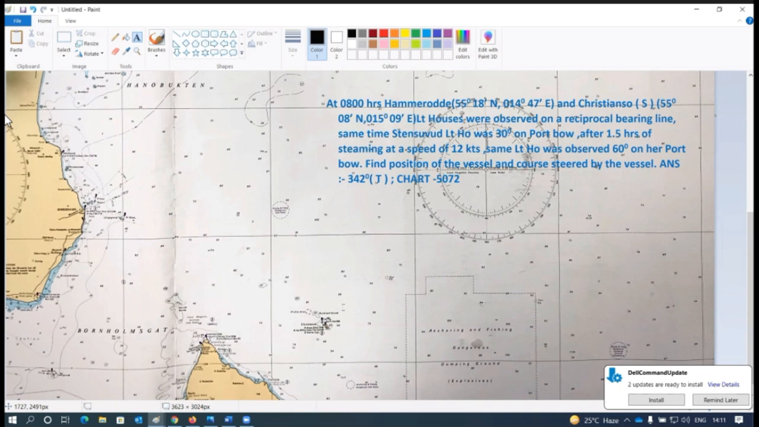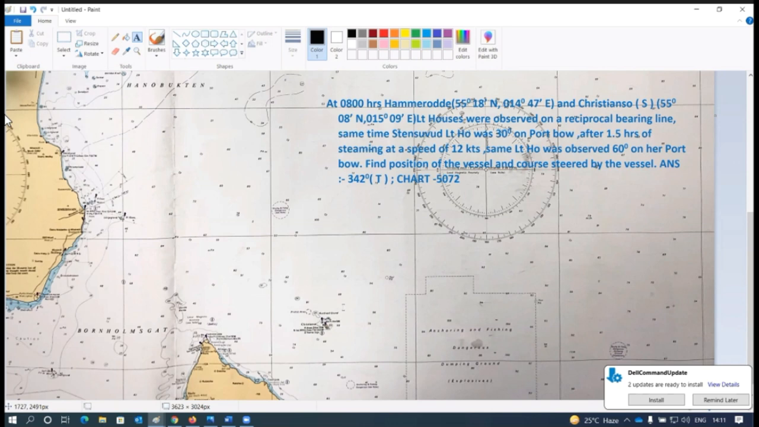Okay, now at the same time, 8 o'clock, another lighthouse, Stenshuvud, was 30 degrees on the port bow. Course not known, port bow. Remember, it is not the bearing. What about the course? 30 degrees to that. Then the bearing of the Stenshuvud will be 300. 30 degrees on port bow, course not known. Only that, how many degrees on port bow, is known.